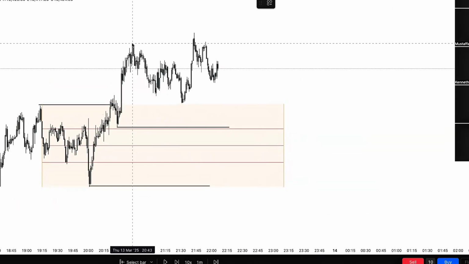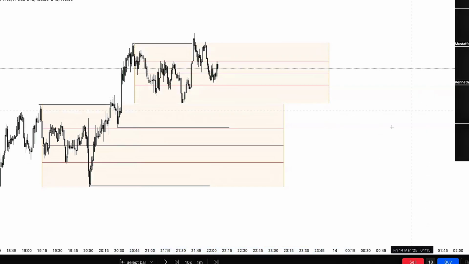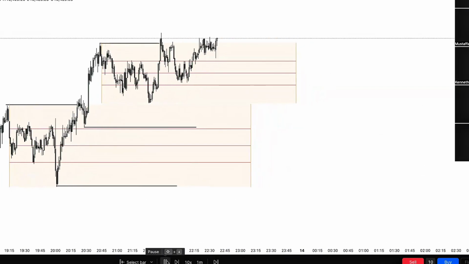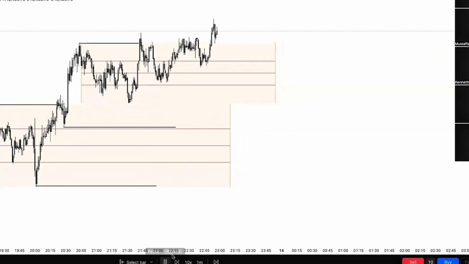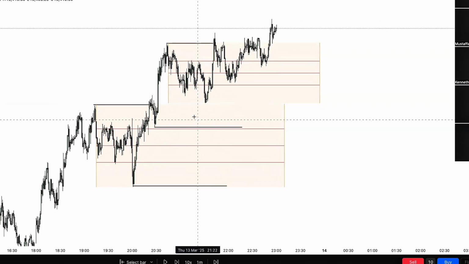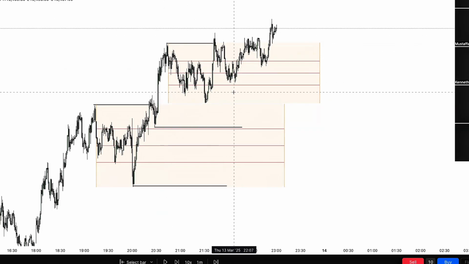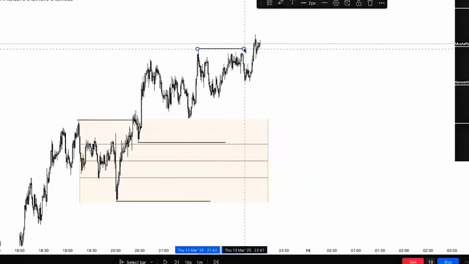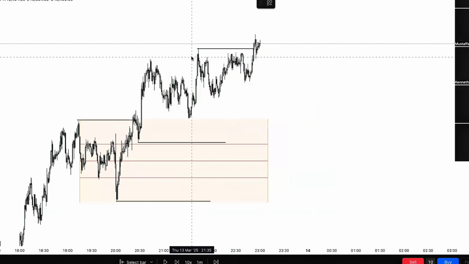Okay, we put in a new break structure here. We have a zone here. Let's see how price respects this zone. Look at that. We come into this zone. I never got a trade here because we never came in, but we had a zone here, broke it, respected it, pushed higher. Then we have a new zone here.